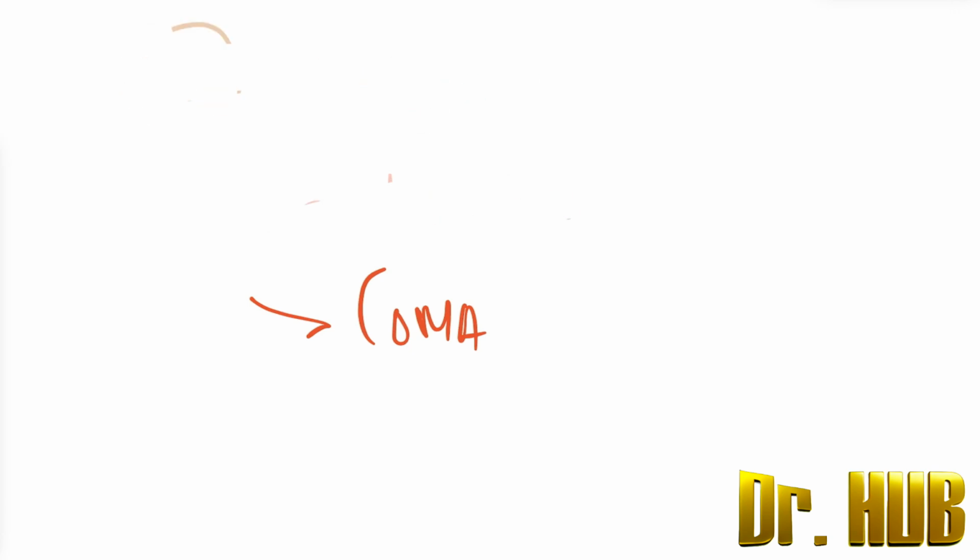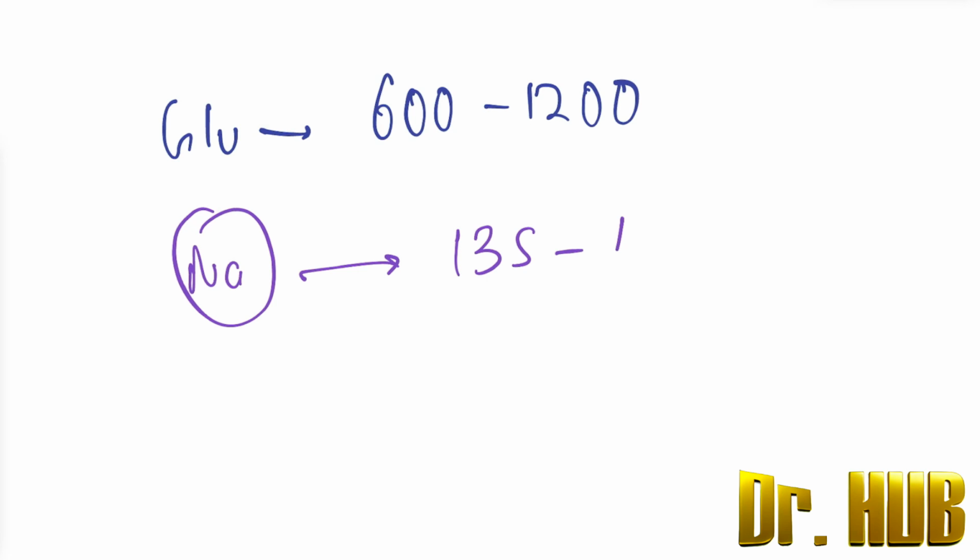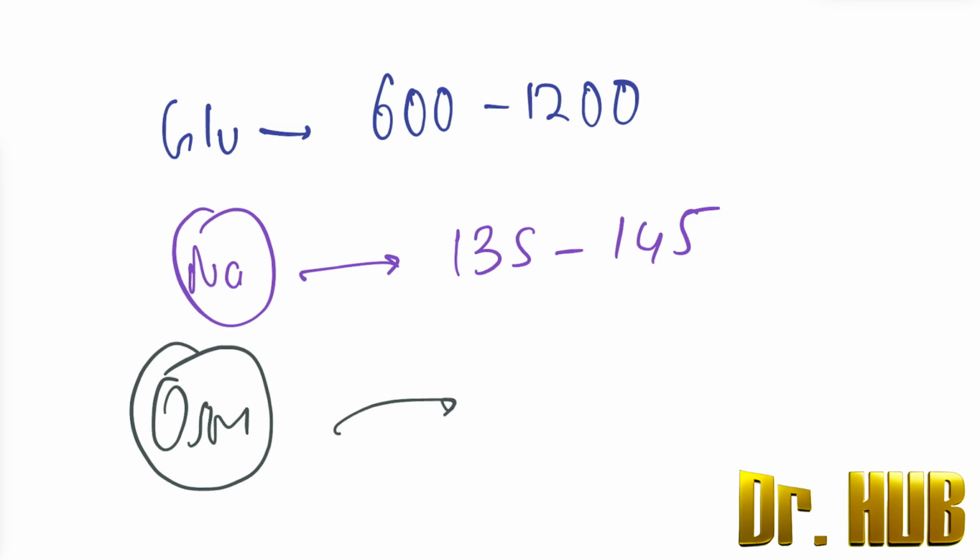Now let's look at the glucose values in case of HHS. The glucose values here are significantly increased, that is, 600 to 1200. Now sodium level is slightly increased, that is, 135 to 145. And osmolality. So in short, all the values are increasing in terms of the HHS.